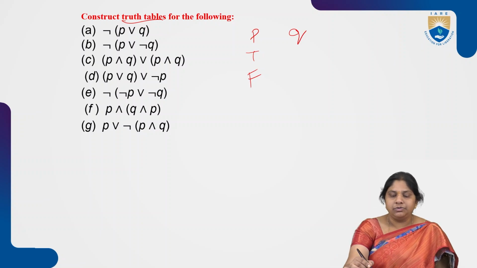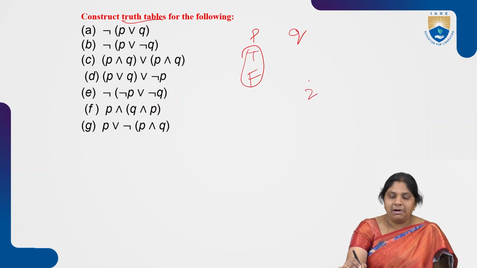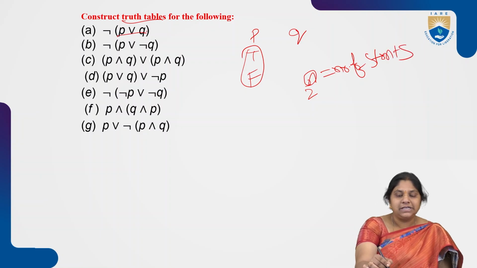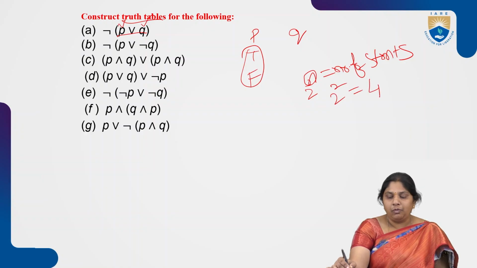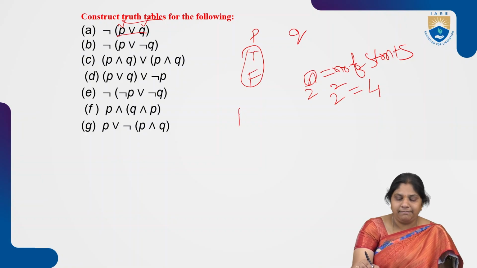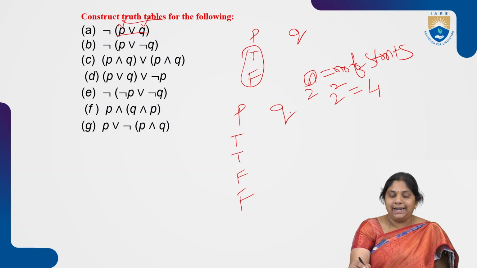How to do that? Each statement has two truth values, so 2 power n, where n means the number of individual statements in the compound statement. Here I have two statements, so 2 power 2, that is 4 truth values, and I need to construct a table. How to construct that? P, Q. For the first statement, two true values and two false values, and for the next, alternately true, false, true, false.